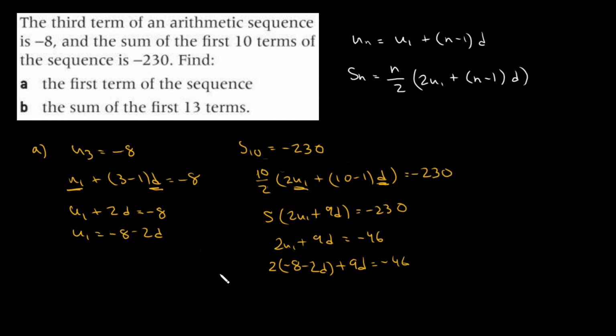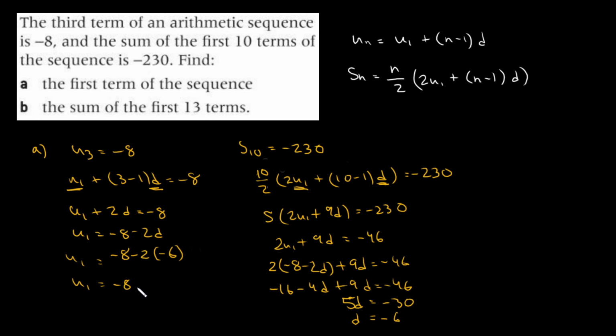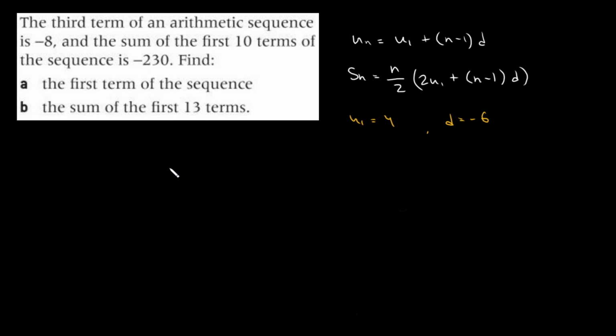From here, it's just computation and basic algebra. You get minus 16 minus 4d plus 9d is equal to minus 46. This becomes 5d, and this becomes minus 30, and then d becomes minus 6. We plug d back into here, minus 8 minus 2 times minus 6. u1 is equal to minus 8 plus 12, and that gives you 4. So u1 is equal to 4, and that's the answer to the first part, right? So now that we found both u1 and d, we can easily find the sum of the first 13 terms, and that's just substituting n as 13.